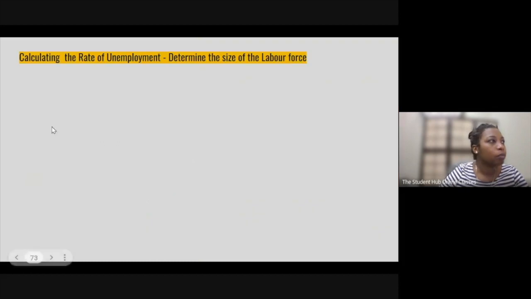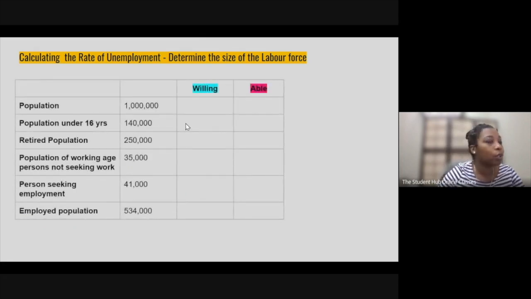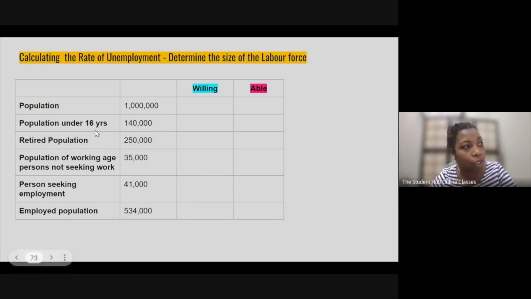So let's calculate the rate of unemployment by first determining the size of the labor force. Let's say we have a population of 1 million people, and a population under 16 years of 140,000. Then we have a retired population of 250,000. That would be people over the age of 65 who did the time. They're not working anymore. They decided, we good. And then you have a population of working age persons who are not seeking work of 35,000.